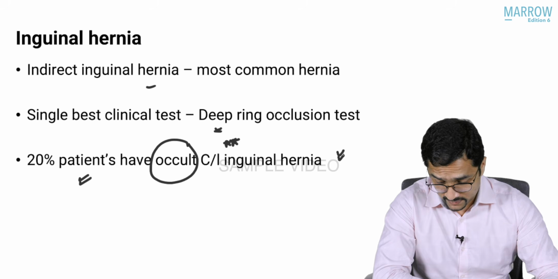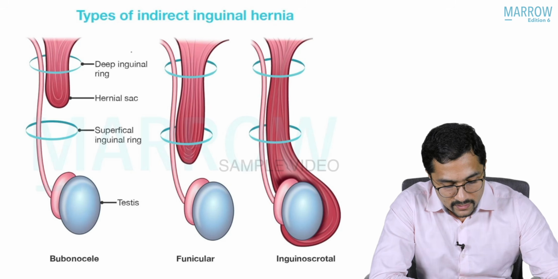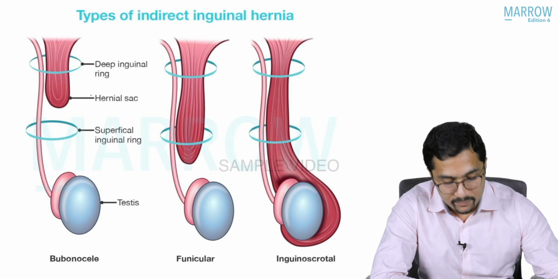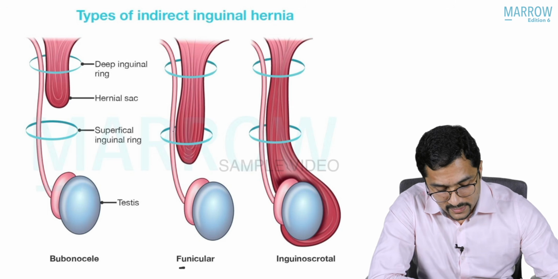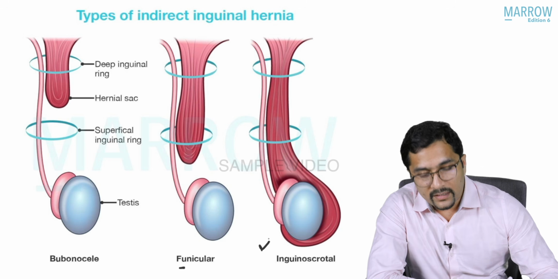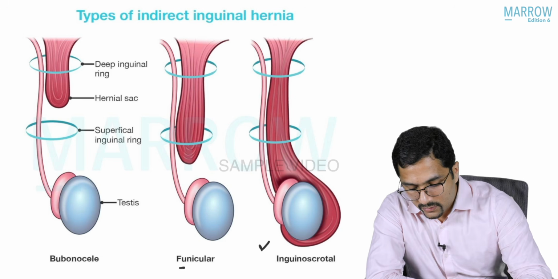from Bailey and Love. The types of indirect inguinal hernia: you can have a bubonocele where the hernial sac crosses the deep ring. Funicular indirect hernia is when it crosses the superficial ring, and inguinoscrotal or complete hernia is when it reaches right down to the testis.